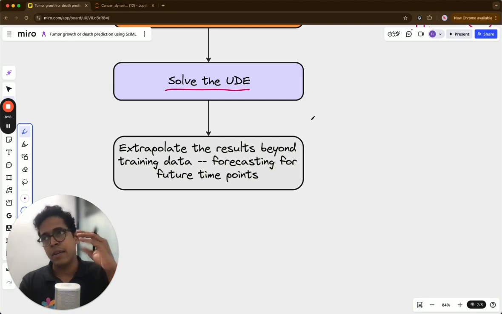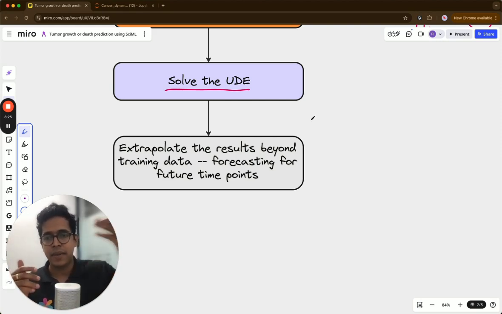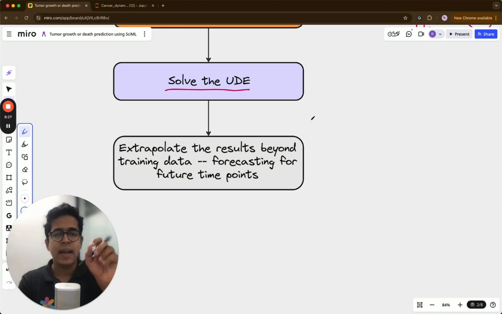Let's say, given you have a trained UDE for 0 to 30 days, can you forecast the size of this tumor to 50 days or 70 days? Yes, so we can do that. And that is called extrapolation of the results using the trained UDE parameters. So we'll be doing this also today.